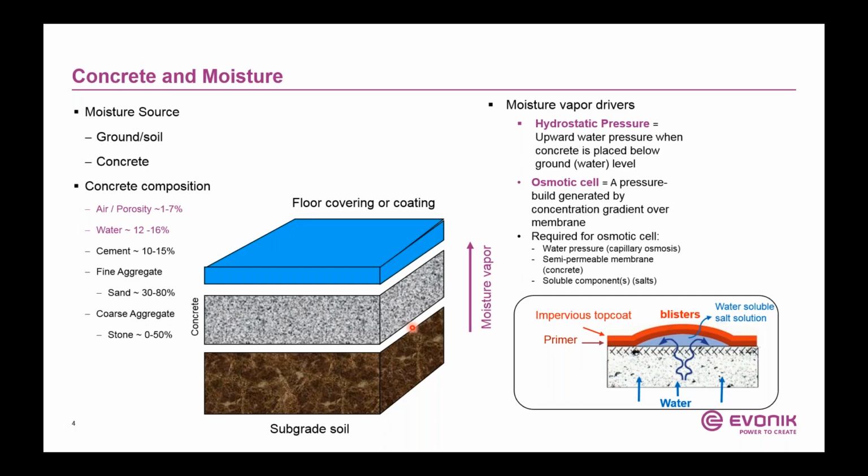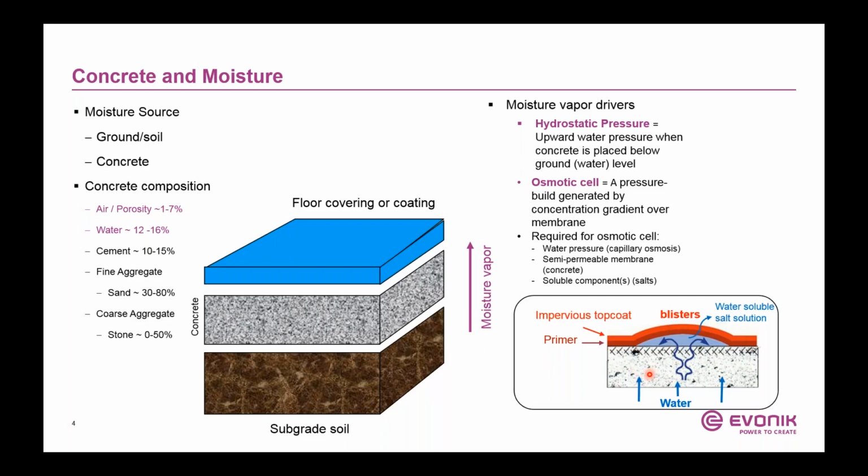So osmosis is defined as the spontaneous flow of liquid through a semi-permeable membrane from a dilute solution to a more concentrated solution. For osmotic pressure to occur, you need three requirements. One is the presence of moisture, which I discussed before. Second, the presence of a semi-permeable membrane, and that is actually the concrete, which acts as a semi-permeable membrane. And the final requirement is the presence of salts or water-soluble organics. If you have all these three conditions, you have a chance of osmotic pressures occurring.